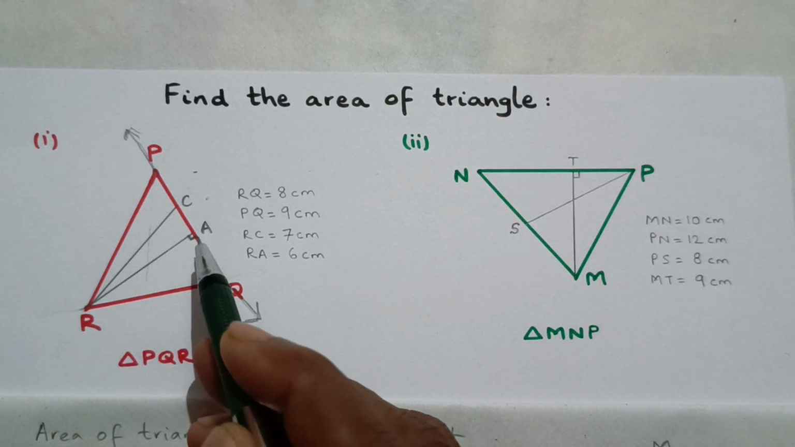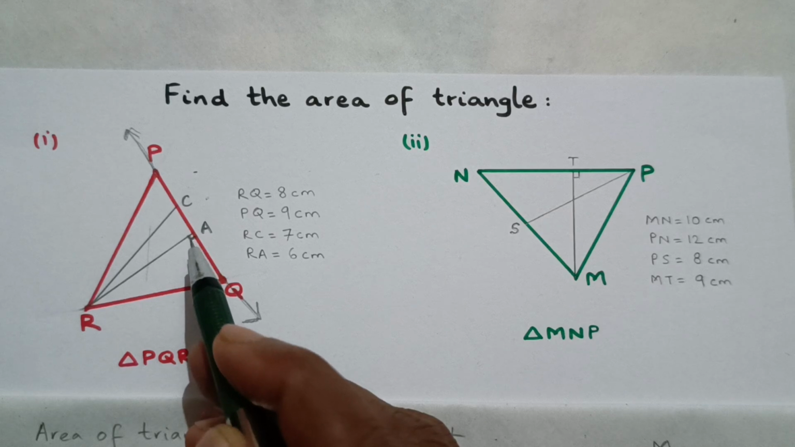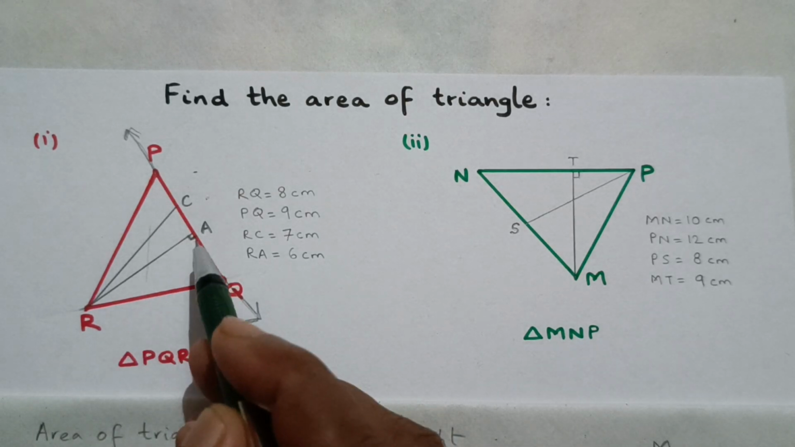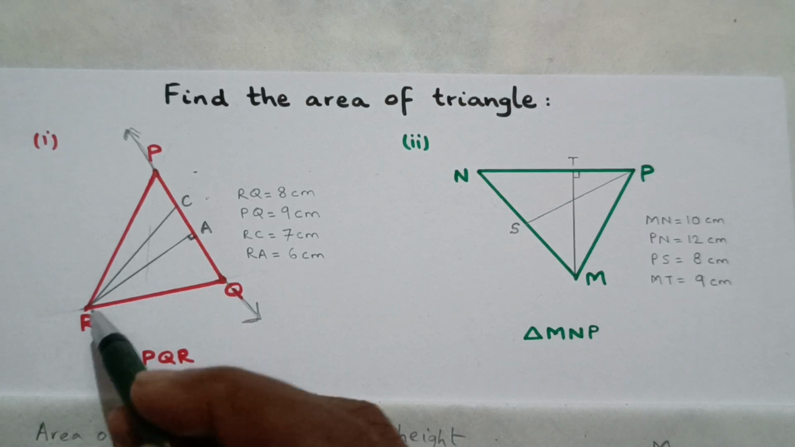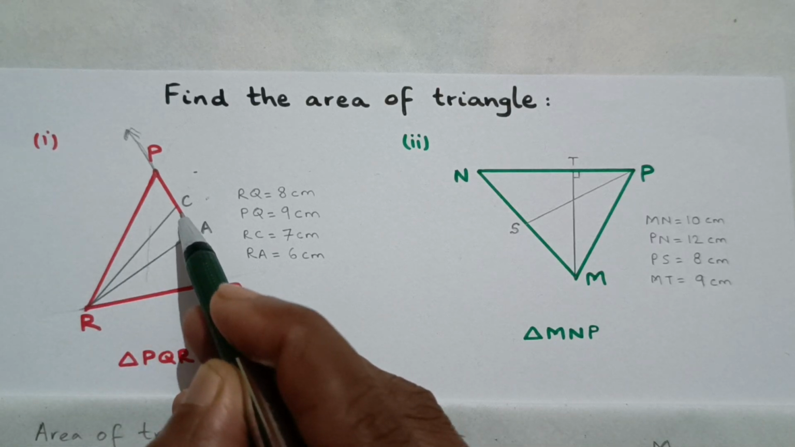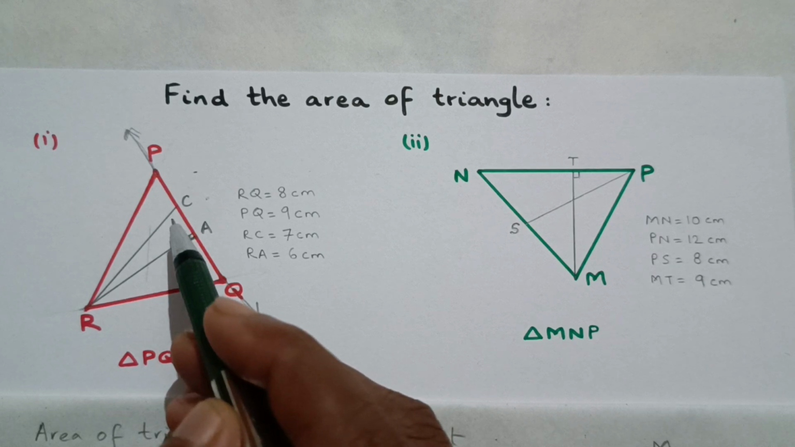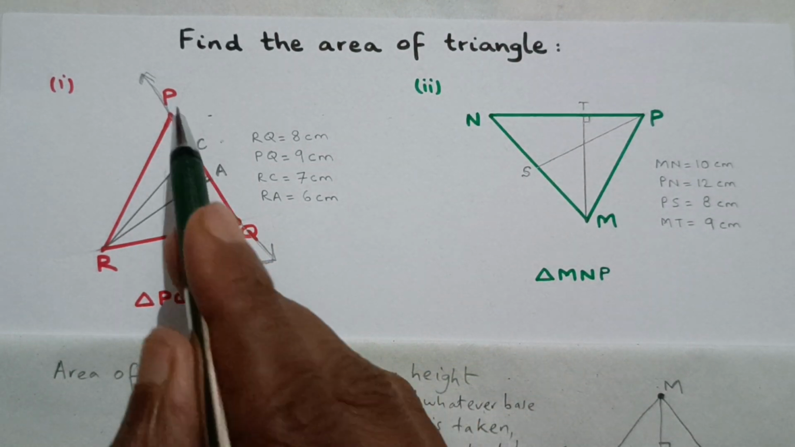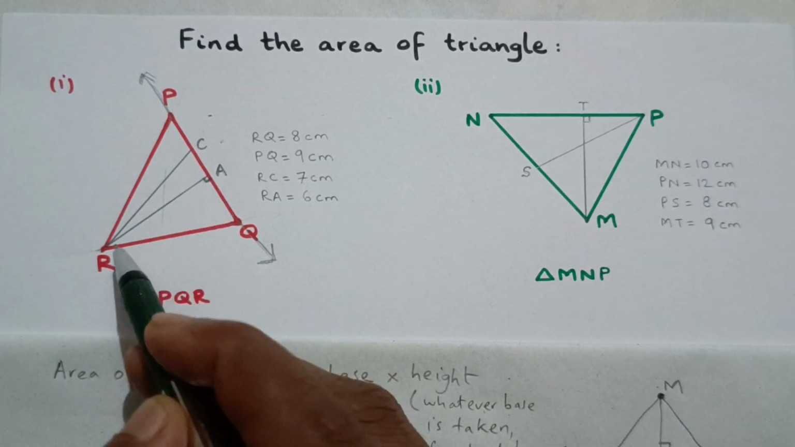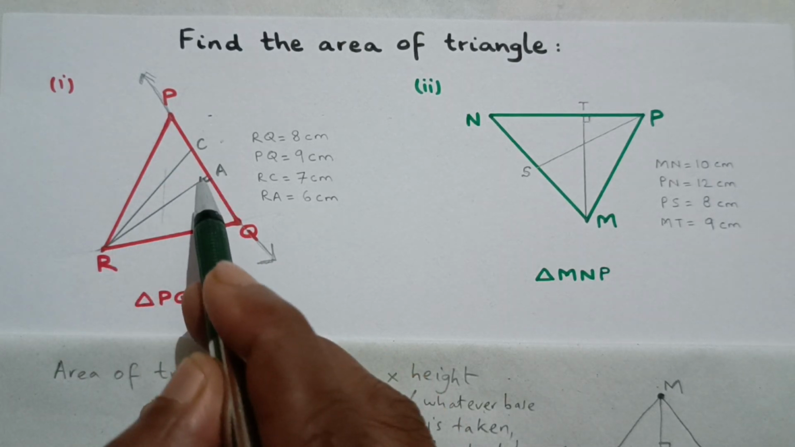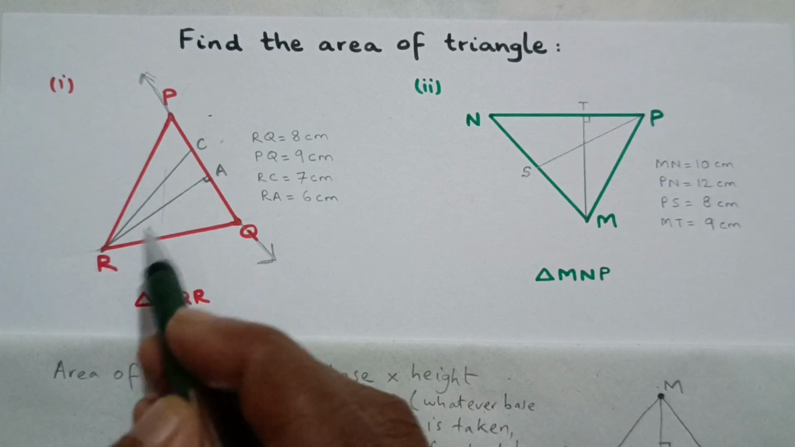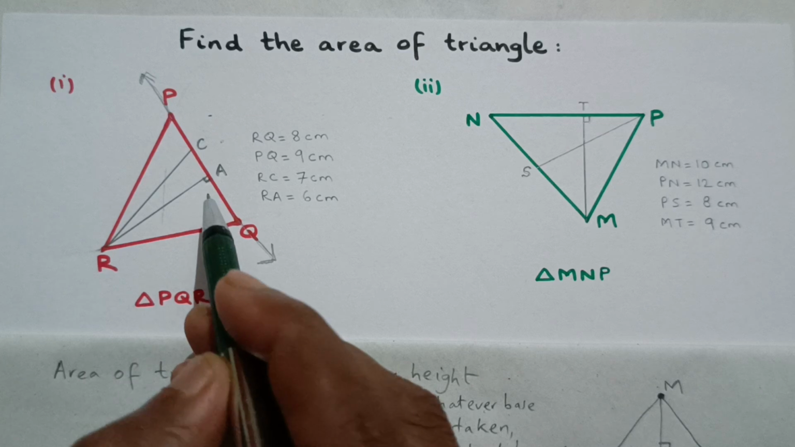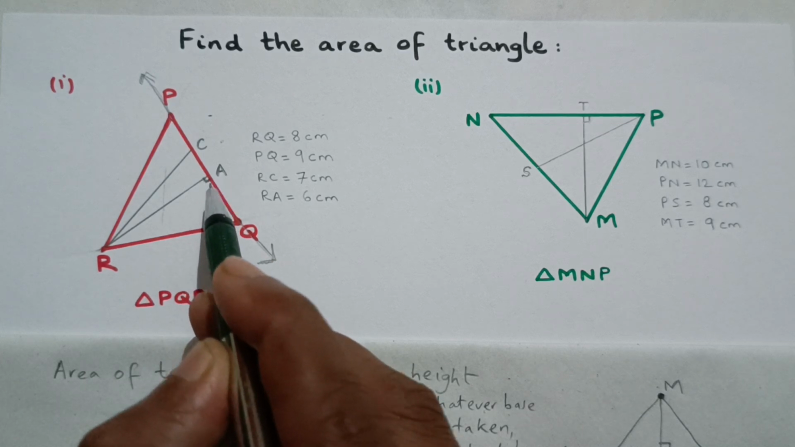Height should always be perpendicular to the base. Then only we consider that line segment as the height. Here RC doesn't meet QP at 90 degrees. So therefore RC is not the corresponding height for base QP. Therefore we took RA as the corresponding height for base QP, because RA starts from the opposite vertex R and it meets QP at A at 90 degrees.